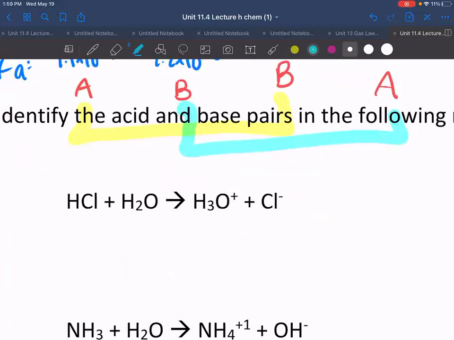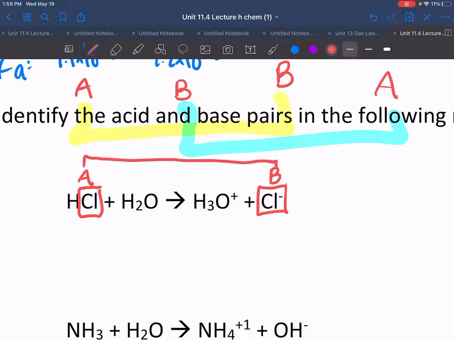So if you have something that has an ion like chlorine, and on the other side you have chlorine, these are automatically going to be a pair. Does HCl have a hydrogen to donate? Yes. Can it be a base? So this has to be our acid. Chlorine minus is going to be our base. So this is our first acid base pair. We kind of connect them like such.